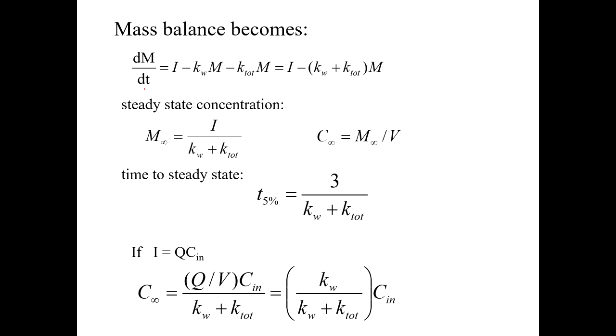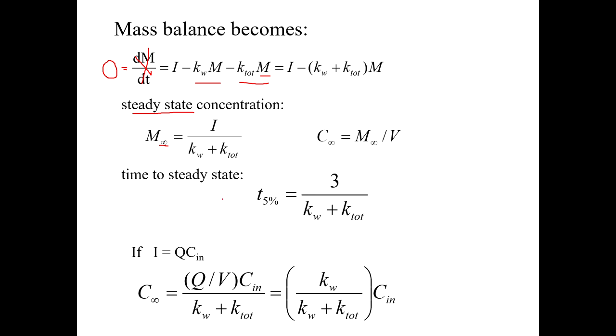So the mass balance on the reactor becomes dm/dt equals the inputs minus the stuff that leaves due to flushing, the stuff that gets flushed out, and minus the total that disappears due to reactions. And since these are both multiplied by m, we could group them over here. And then we could say, okay, at steady state is when dm/dt is equal to, you guessed it, zero. So if this is equal to zero, then the mass at steady state, which is the little infinity symbol here, is the input divided by the sum of all the rate constants, the flushing rate constant and all of the other rate constants that are causing your chemical to disappear.